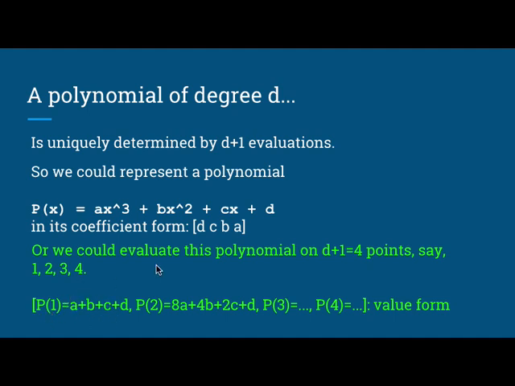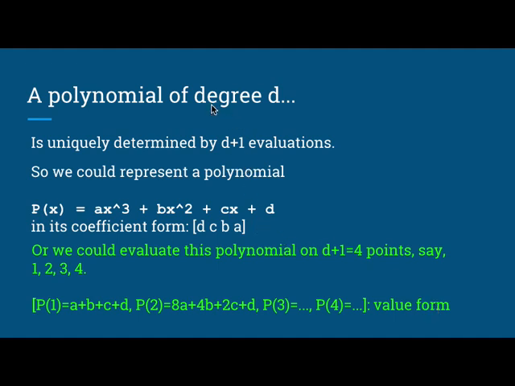You would have a vector of 4 elements: p evaluated at 1, p evaluated at 2, p evaluated at 3, and p evaluated at 4. So when we evaluate p at 1, we get a plus b plus c plus d, 8a plus 4b plus 2c plus d, and so on. This representation is the value form representation. It has 4 points, 1, 2, 3, 4. It's the value form representation on those 4 points. And this is the coefficient representation.